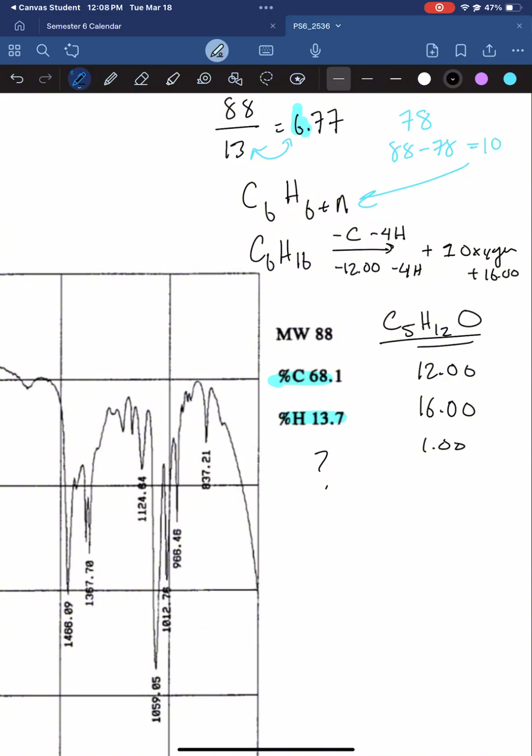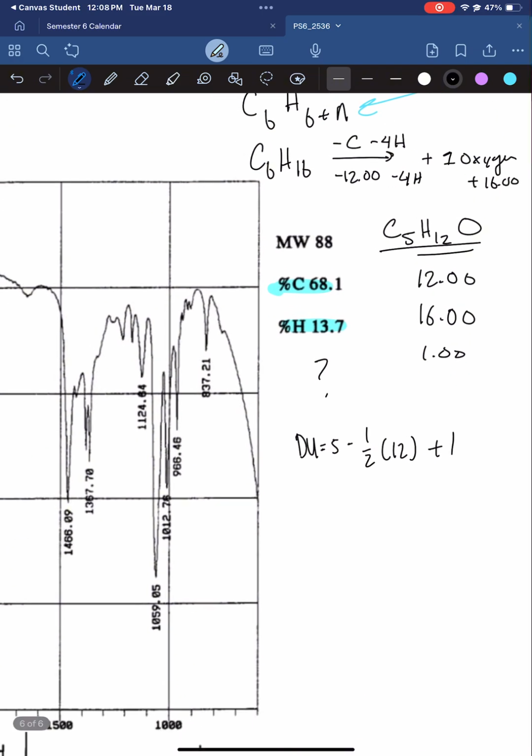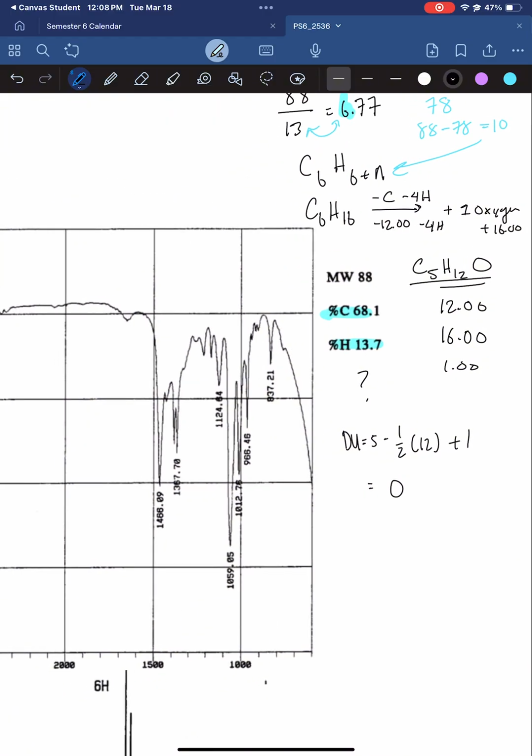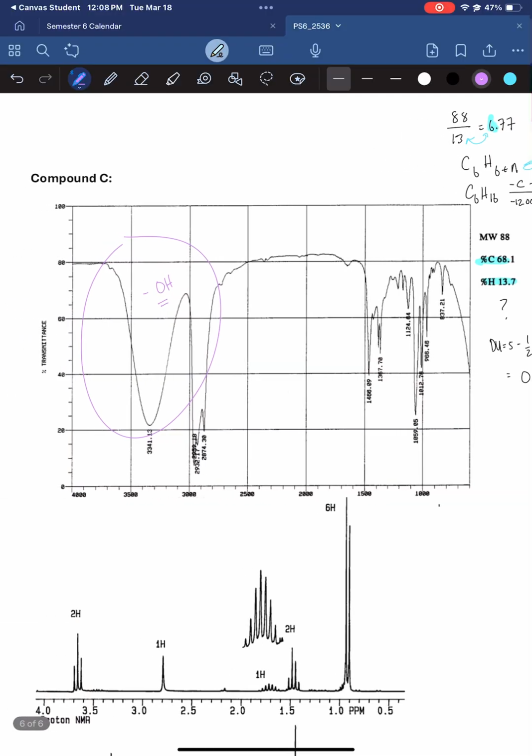Now let's find the degrees of saturation. DU is equal to 5 minus 1/2 of 12 plus 1. Remember, we don't account for the oxygen here. So once we work this math out, this should give us degrees of saturation of 0. Now that tells us no rings, no double bonds, we just have a straight chain somewhere. So now let's jump back to the IR. We already deduced that there is an OH here because of just how noticeable it is. And that is going to be our primary functional group we're going to be working on.